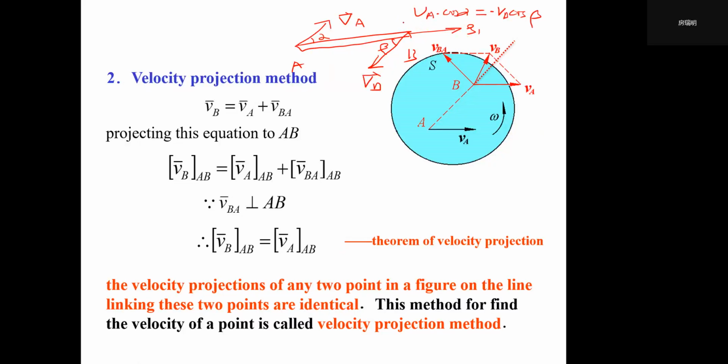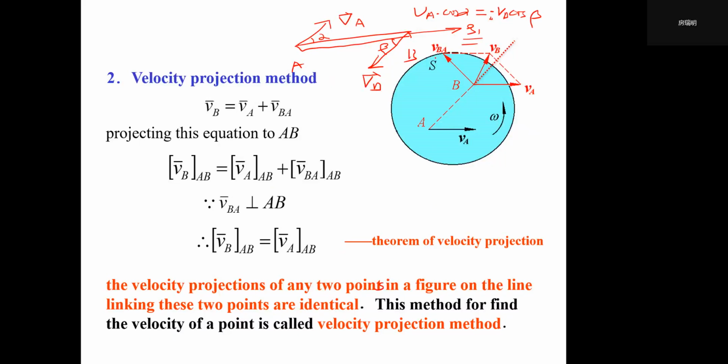It's not very common, but when you do this projection, you should always pay attention to the projection component. If it is the same direction, it's positive. If it is opposite to this direction, you should give it a minus sign, right? So that's the theorem of velocity projection. We can repeat it this way: the velocity projections of any 2 points in a figure on the line linking these 2 points are identical. This method for finding the velocity of a point is called the velocity projection method.